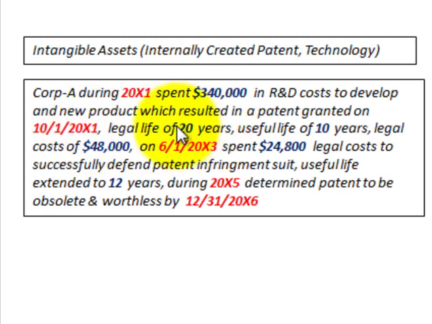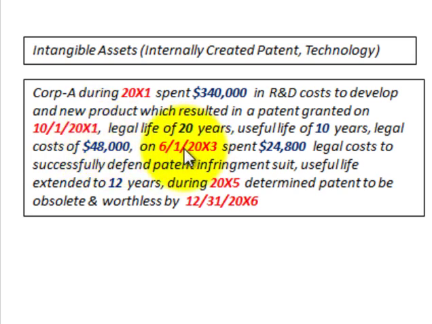Now the legal life on patents is 20 years, but in our example we're going to start out with a useful life on this patent of 10 years. And the legal costs regarding the filing for this patent, developing a patent up until 10/1/20X1, was $48,000.